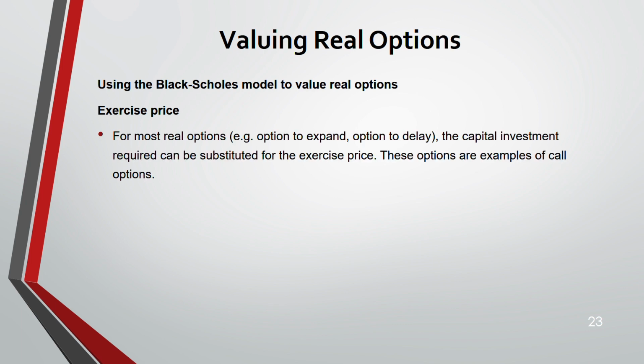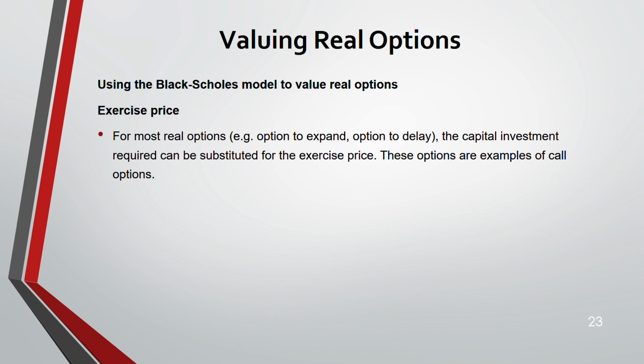But when it's a real option, you take the capital investment. Capital investment to expand or to delay. That should be your exercise price. That means how much money you need if you want to expand or how much money you want if you want to delay. That is taken as an exercise price in the real option. Why only option to expand and option to delay? As I told you, only these 2 options are call option. Remember, you have to identify correctly. Option to expand and option to delay are call option.